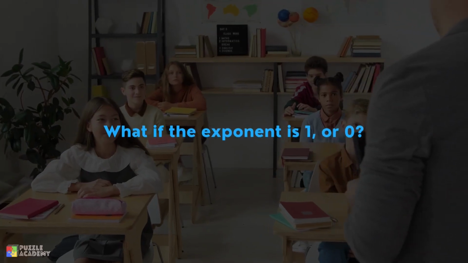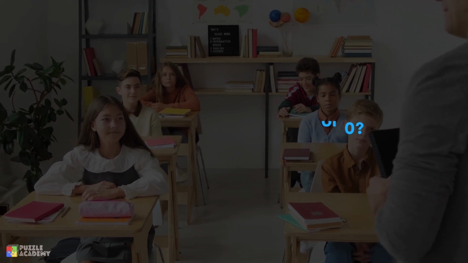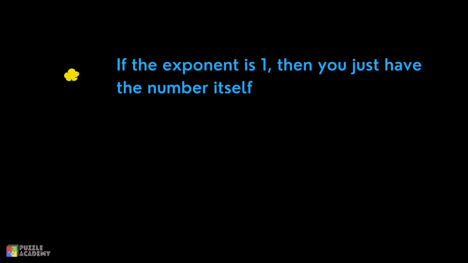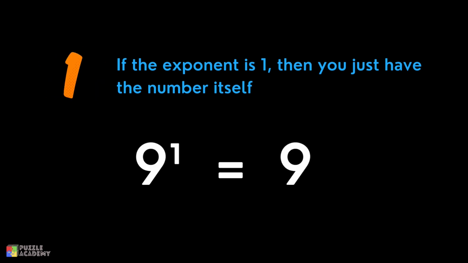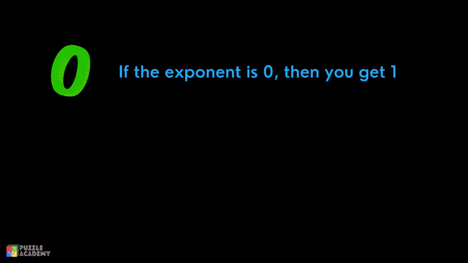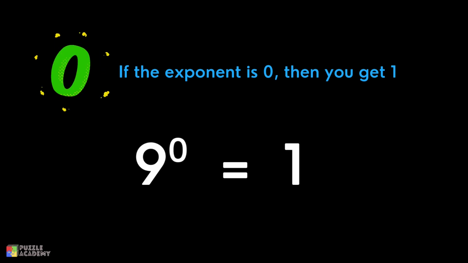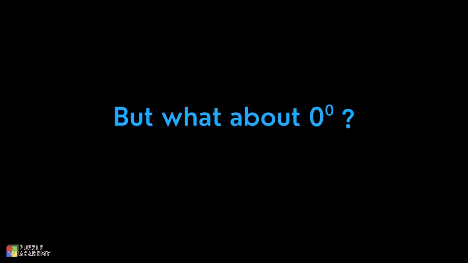What if the exponent is 1 or 0? If the exponent is 1, then you just have the number itself. Example, 9 raised to 1, the answer must be itself, 9. Now, if the exponent is 0, then you get 1. For example, 9 raised to 0, that is equal to 1. Always 1.